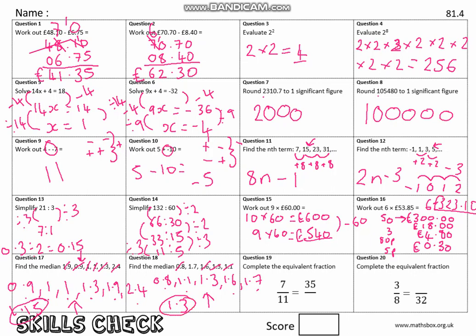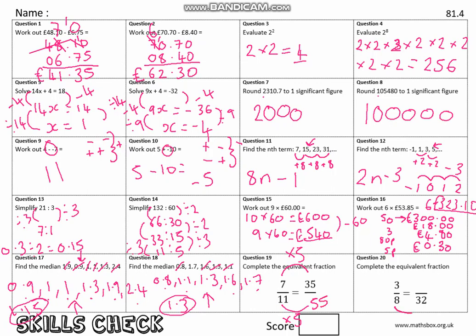Okay, final two then. Complete the equivalent fraction. So if you remember, equivalent just means the same, okay? So it's given us the numerator for both of them. So I've got to ask myself, in multiplication, how did I get from 7 to 35? What did I have to times 7 by? So I had to times 7 by 5, because 7 times 5 is 35. I just now have to do the same to the bottom. So I have to do 11 times 5, which equals 55. So the answer is 35 over 55.